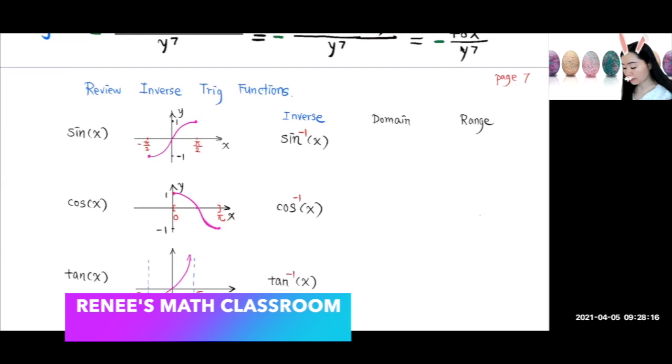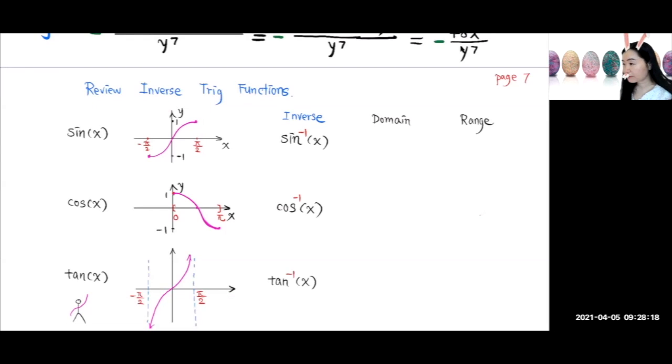To use implicit differentiation to find derivatives for inverse sine, inverse tangent, etc. But first, let's review inverse trig functions.